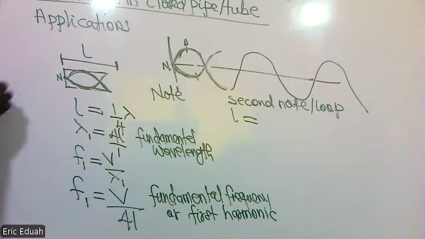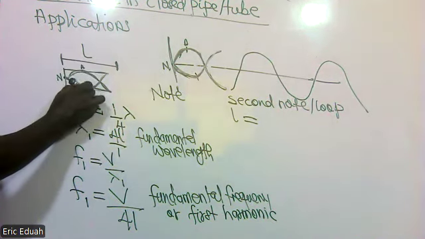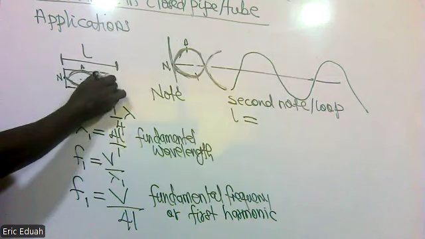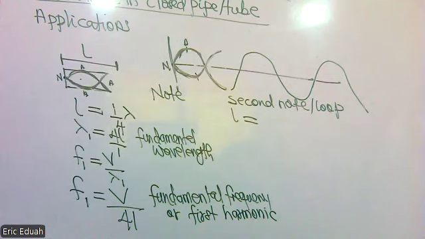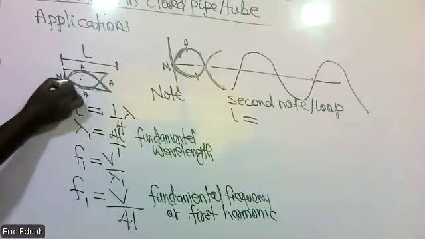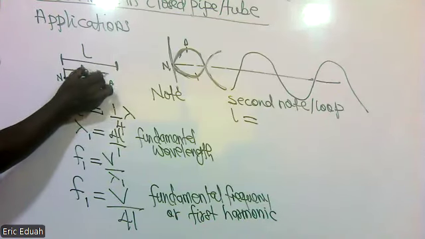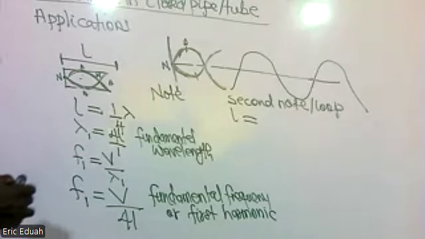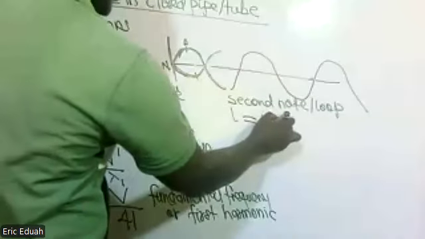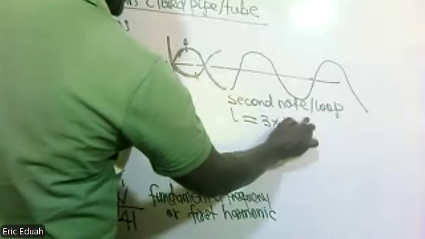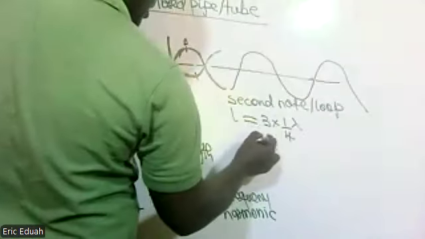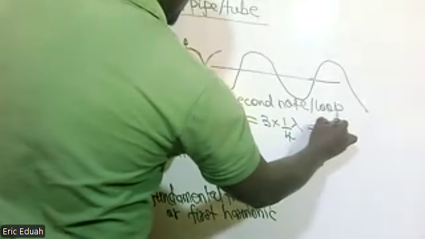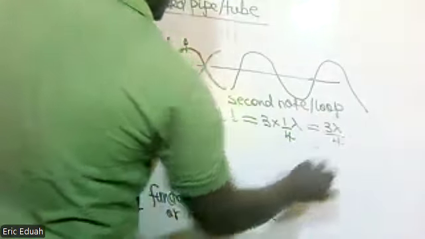This is A. So 1, 2, 3. So we have 3 of the quarter lambdas. From node to antinode, quarter. Antinode to node, another quarter. Node to antinode, and so we have 3 times quarter lambda, which is 3/4 lambda. L is equal to 3/4 lambda.